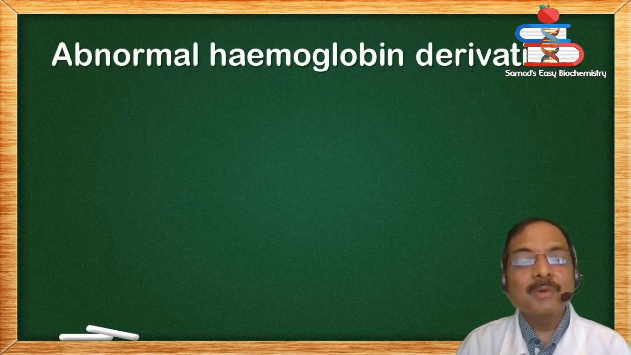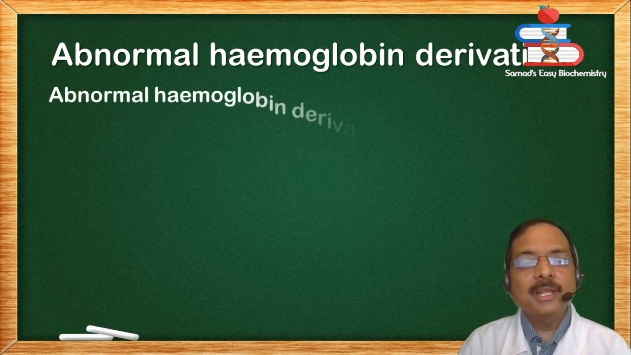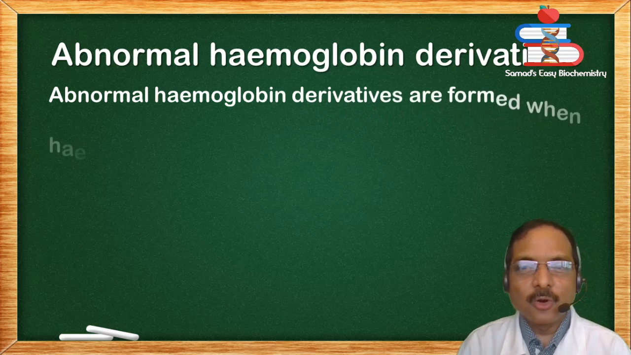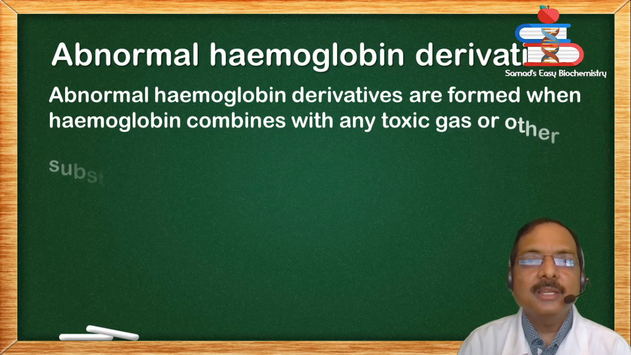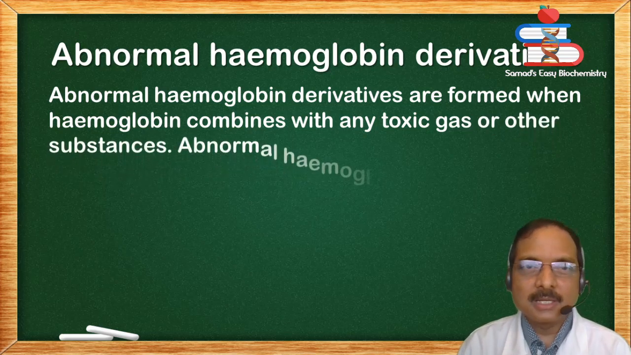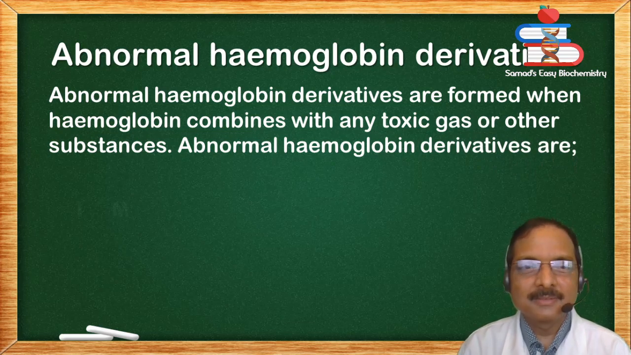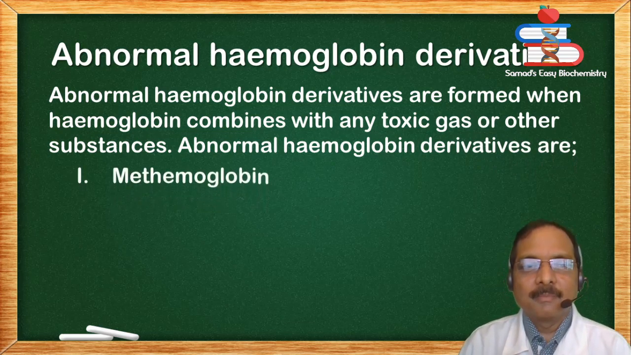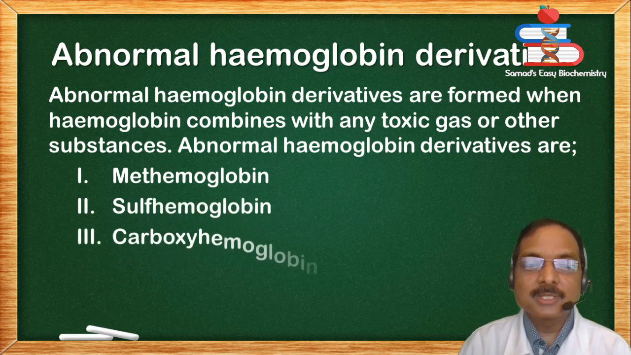Now, abnormal hemoglobin derivatives. Abnormal hemoglobin derivatives are formed when hemoglobin combines with any toxic gas or other substances. Abnormal hemoglobin derivatives are Met-hemoglobin, Sulf-hemoglobin, Carboxyhemoglobin.